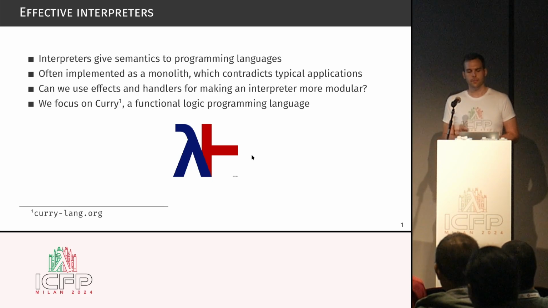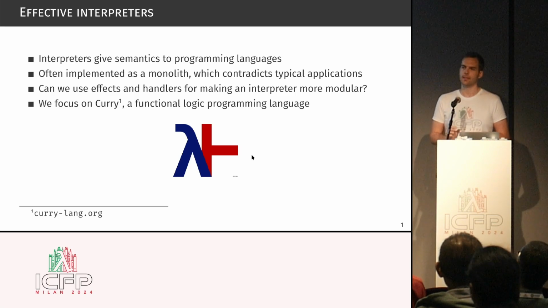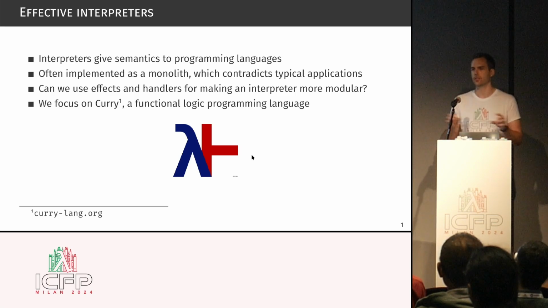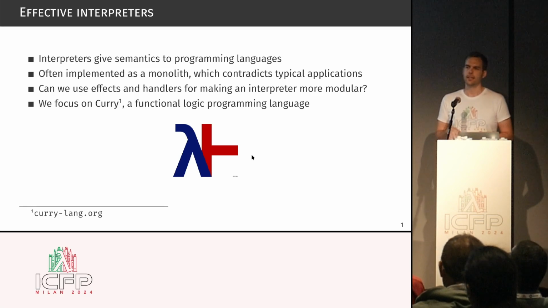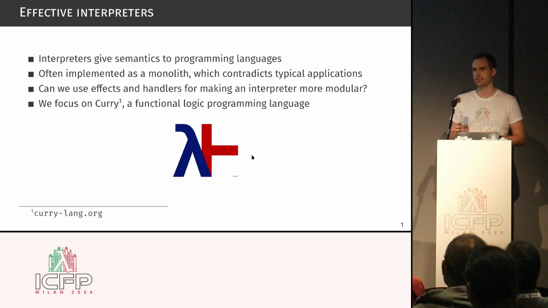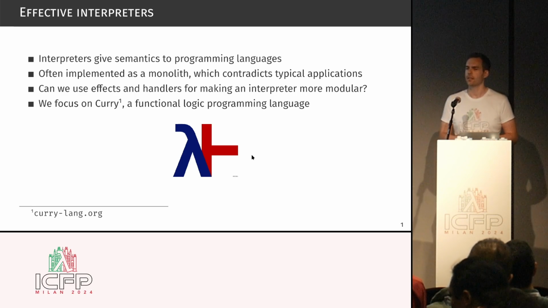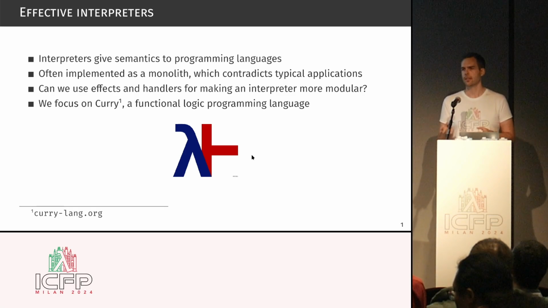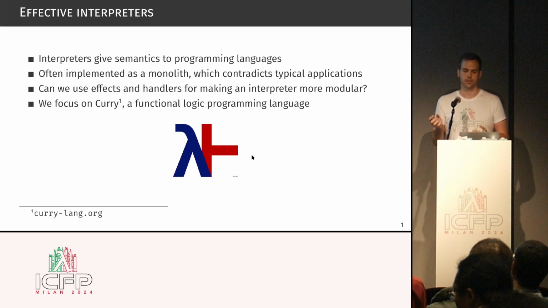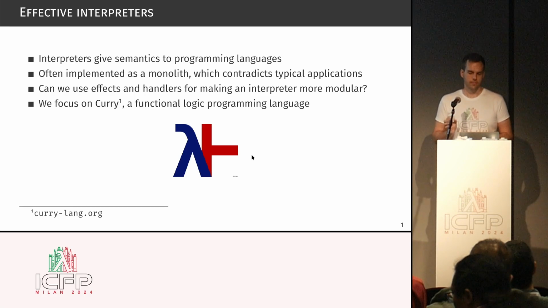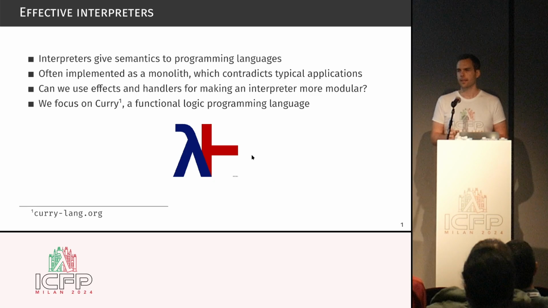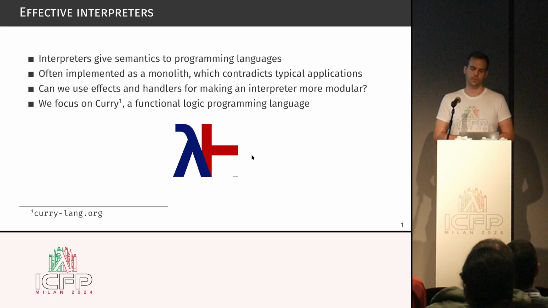When you think about what an interpreter does, it basically takes an AST, a tree with different nodes, and it assigns semantics to that tree. And that's also something that effects and handlers do, because the effects represent a tree with nodes. Then the handlers are taking parts of that tree and assigning semantics to them. So I thought, why shouldn't we use effects and handlers to implement interpreters?